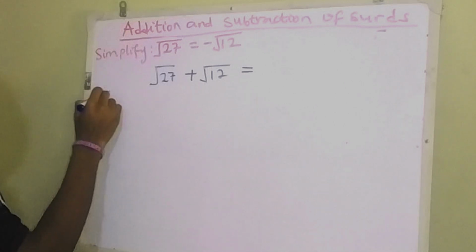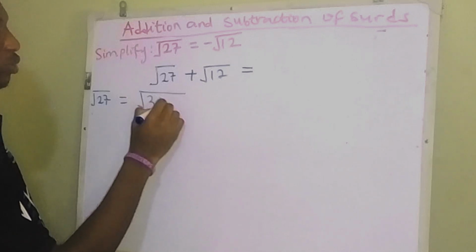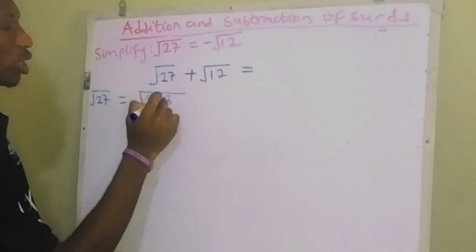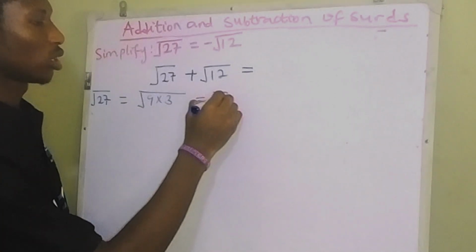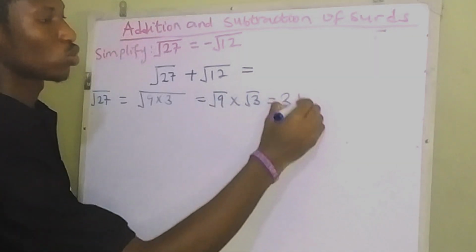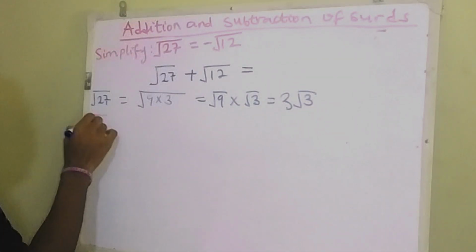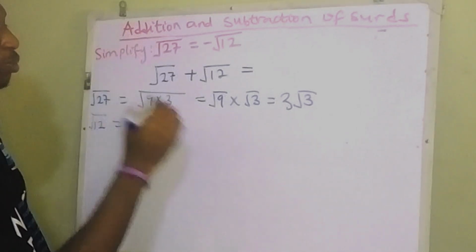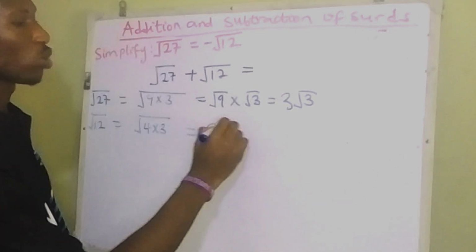Square root of 27, reducing it, will give us 9 times 3. Is 9 a perfect square? Yes, it is. So we have square root of 9 times square root of 3, and our final answer will be 3 square root of 3. This is the reduced form of square root of 27. We have done square root of 12 before, so I'll go directly into it: 4 times 3. Obviously 4 is a perfect square, so we have square root of 4 times square root of 3. Our final answer will be 2 square root of 3.